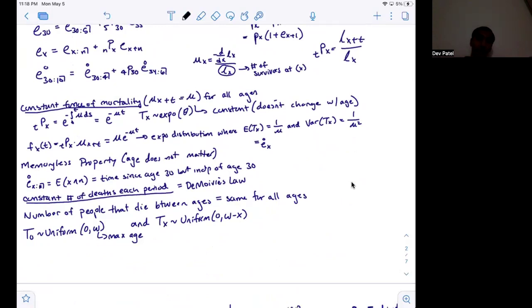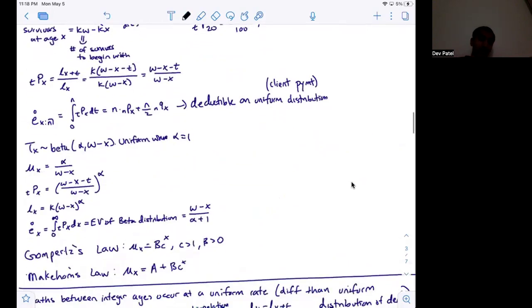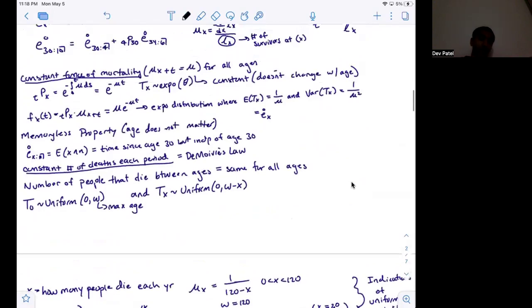Now, these are the four main subsections that are important to this mortality rate section: constant force of mortality for all ages, constant number of deaths each period, constant force of mortality between integer ages, and then constant number or uniform distribution of deaths between integral ages.